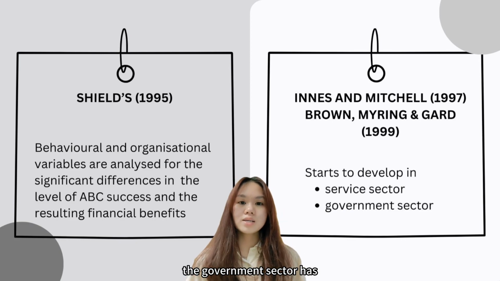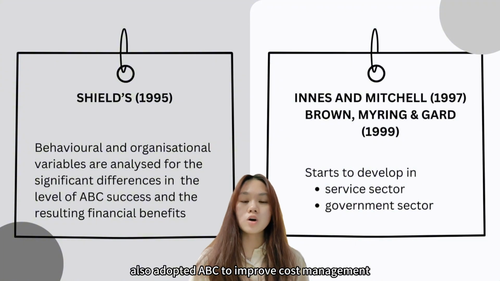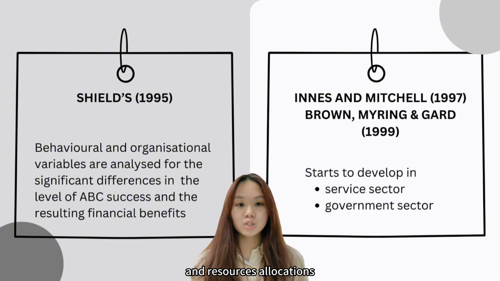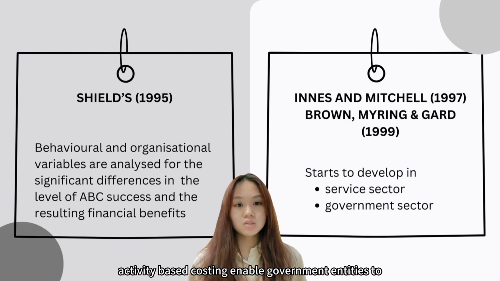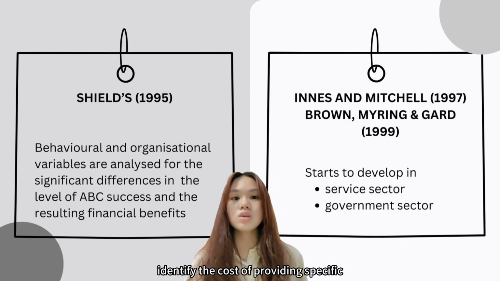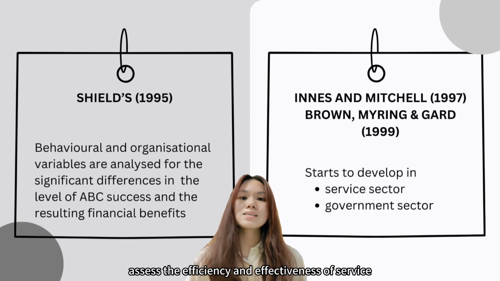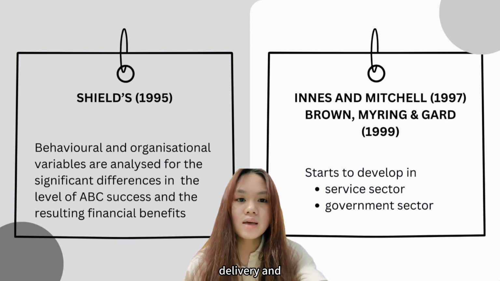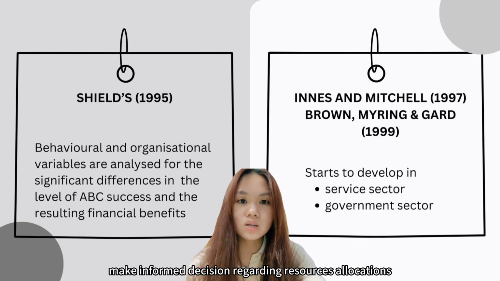Second one is about the government sector. The government sector has also adopted ABC to improve cost management and resource allocations. Activity-based costing enables government entities to identify the cost of providing specific services or programs, assess the efficiency and effectiveness of service delivery, and make informed decisions regarding resource allocations.